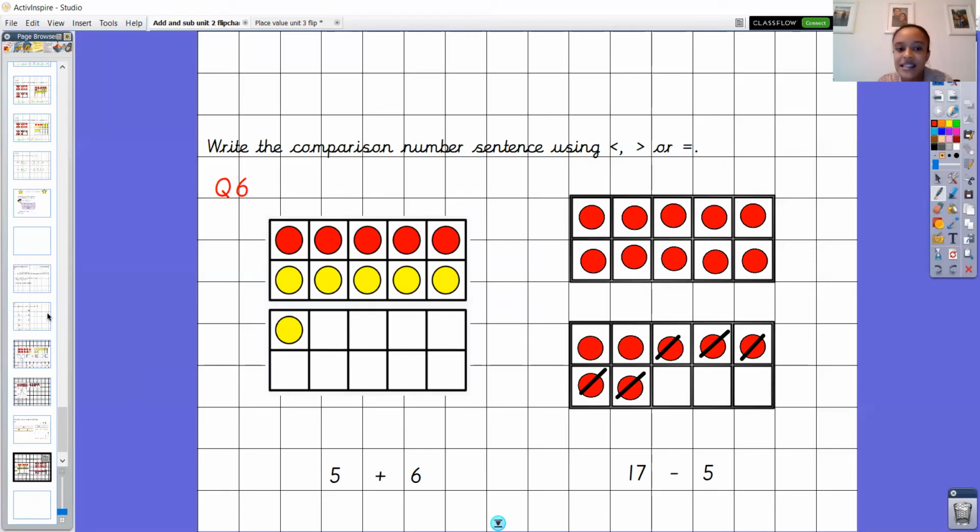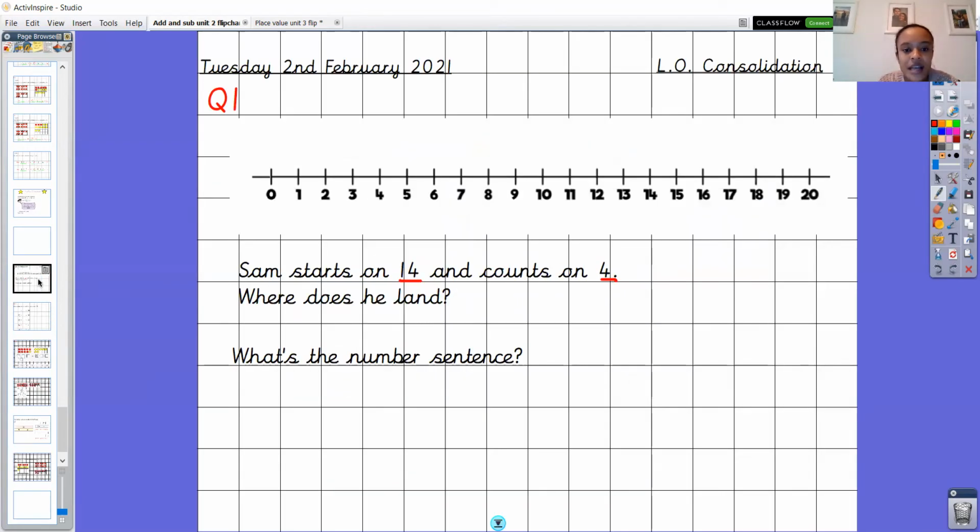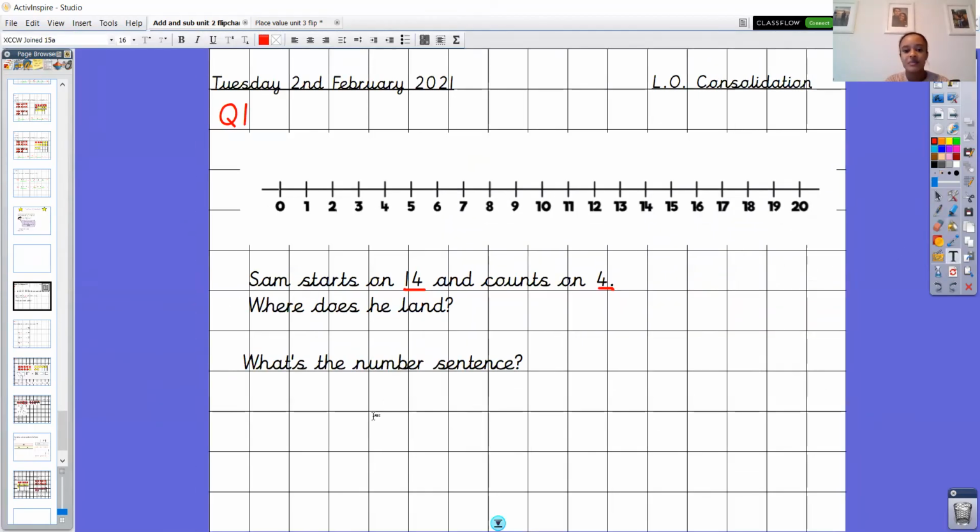So let's now go back to the start. So this is where you're going to go mark your work and double check you're all right. We go back to question 1. So Sam starts on 14 and counts on 4. So I'm going to write the start of my number sentence first. So my number sentence is 14 add 4.